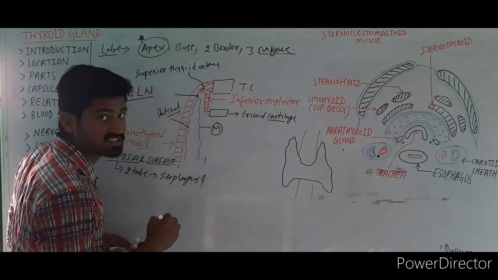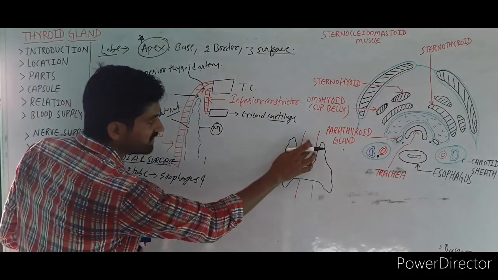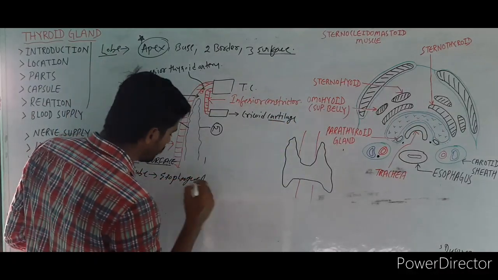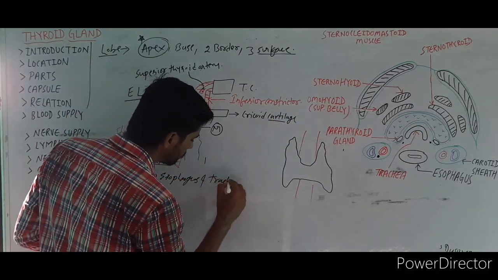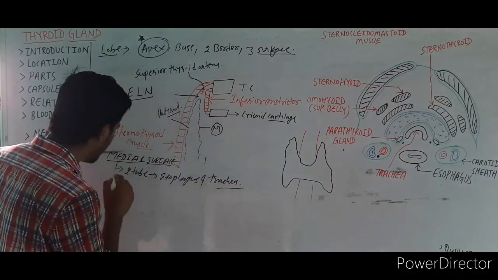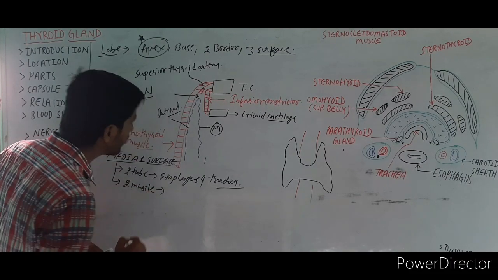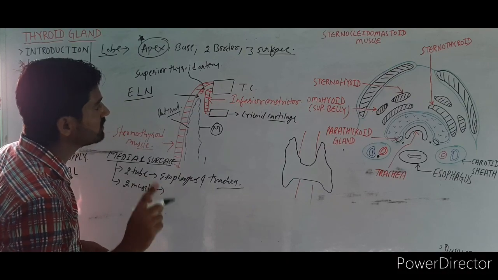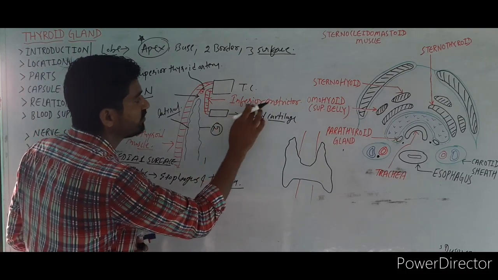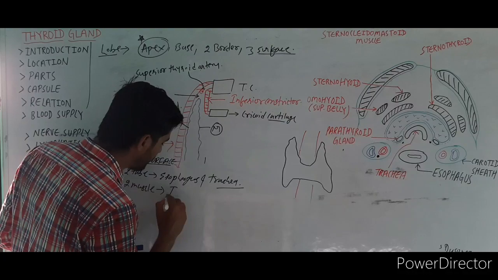Esophagus, and the second thing is the trachea, and behind this is the esophagus. So esophagus and the trachea, right? These two, and two muscles. Can you tell me which muscles? There are two muscles. One is the inferior constrictor.